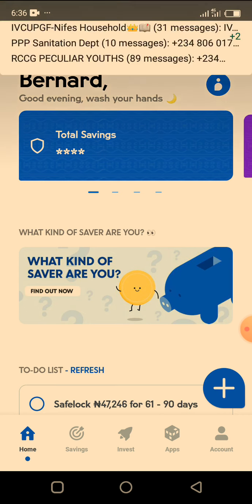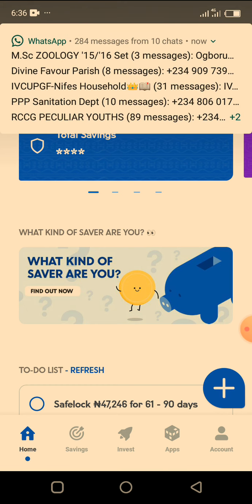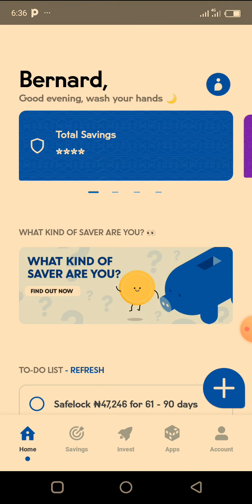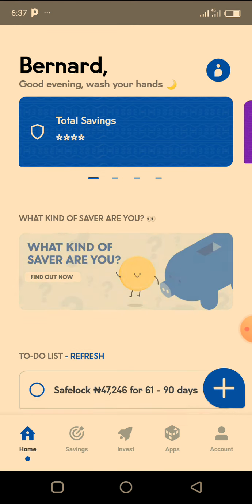In fact, when you open this, you have an account given to you by Providus Bank. So you can walk into Providus Bank and make a withdrawal with your account. You can give that account number to someone, they send money into it, and then the money gets into your Piggyvest account. So it's like a bank account. It's a full-time bank account given to you by Piggyvest.